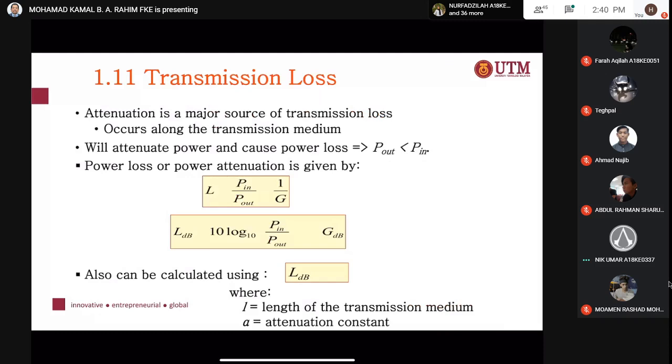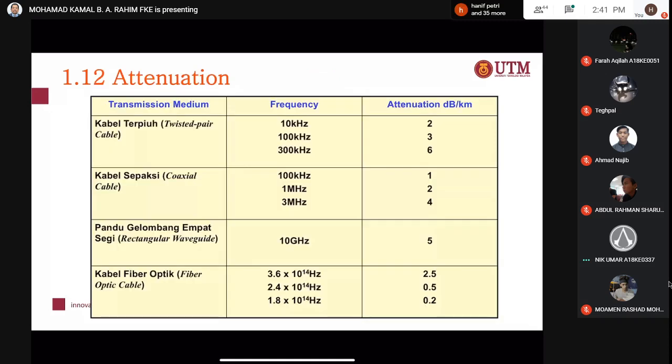Alright, okay. So if you look in terms of the transmission, as I mentioned to you before, transmission losses, attenuation is the major source of your transmission loss. It occurs along the transmission medium and will attenuate power and cause power loss. So power loss, P out is less than P in. Power loss or power attenuation is given by P in over P out, which is equal to L. The equal sign is missing here, I don't know why. Okay, so this is the attenuation.